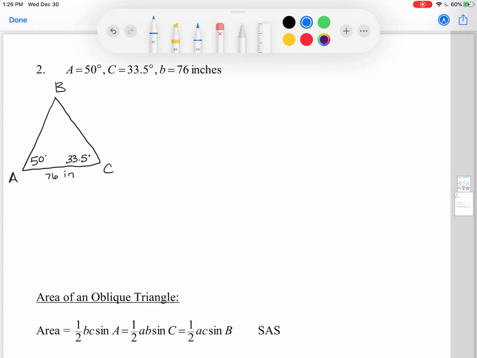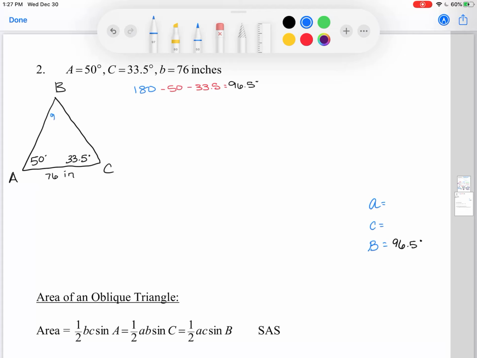All right. So at the end of all of this, I want to know what my side length A is, my side length C is, as well as my angle B. So to get started, let's start with the easiest piece first. We have a triangle. We know that all 3 angles of a triangle have to add up to 180. We already know 2 of those angles, so let's take those out so that we can try to find the 3rd angle. So 180 minus 50 minus 33.5 should give us 96.5 degrees. Well, that, my friends, is our angle B.